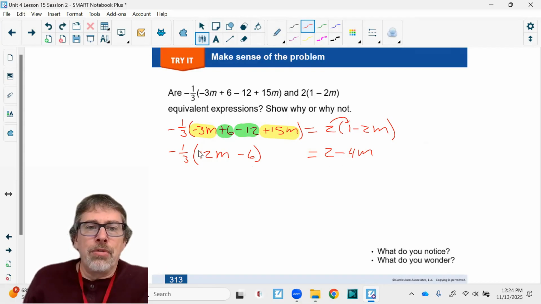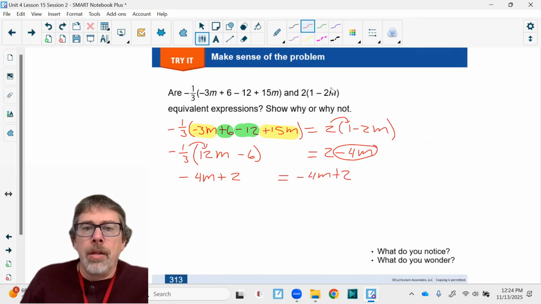Okay. And now I'm going to distribute this. A negative times a positive is negative, and 1/3 of 12m is 4m. Negative times a negative is positive, and 1/3 of 6 is 2. And then I rewrite this in the proper order. Negative 4m first. This is a positive 2, so I have to say plus 2. Okay? So it's negative 4m plus 2 is equal to negative 4m plus 2. So they are equivalent.